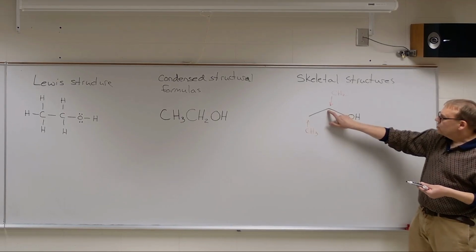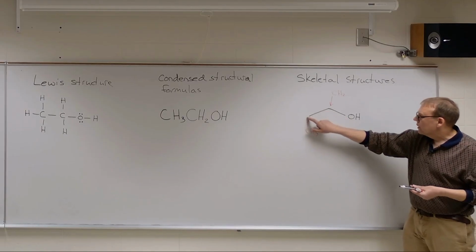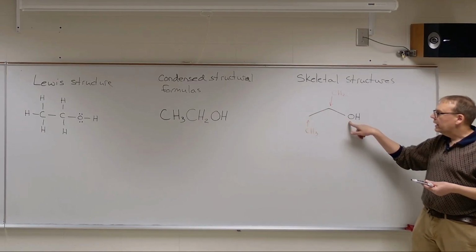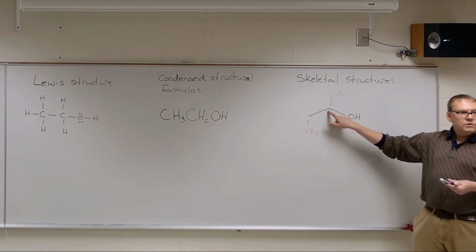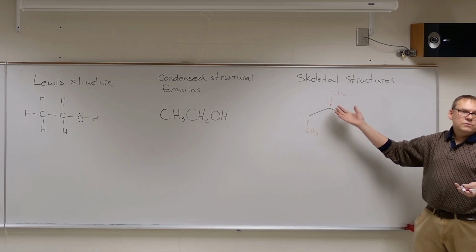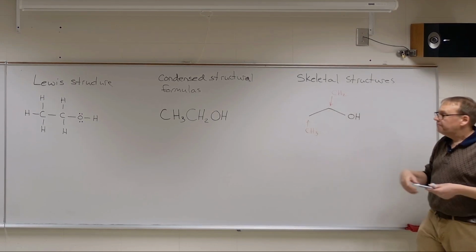That carbon is shown making bonds to 2 different things, a carbon on the left and an oxygen on the right. So it has to have 2 things attached, and those 2 things are 2 implicit hydrogens that aren't shown.